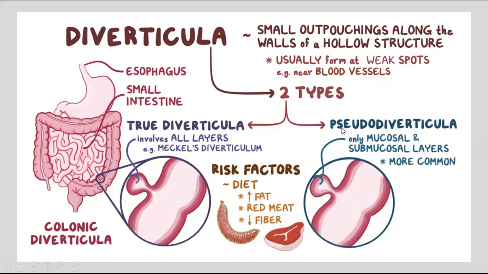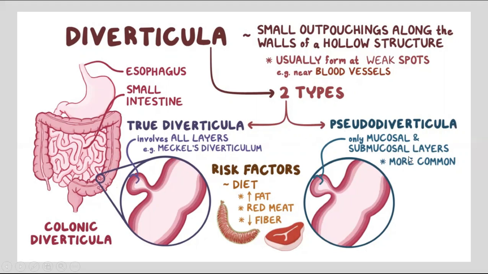Whereas in a pseudodiverticulum, only the mucosa and the submucosa layers protrude out through the muscular layer. So the serosal lining is still there, but like you can see, the muscular layer ends over here. It's not really forming one of the walls of the diverticula. That's the main difference between false and true diverticula.